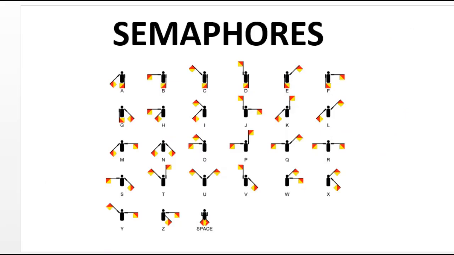Let us now learn the concept of semaphore. Originally, semaphores were flags for signaling between ships by holding two flags in certain positions according to an alphabetic code, as you can see in this slide. But in operating systems, semaphores are integer variables that are used to solve the critical section problem. Here also they are used to signal the availability of the resources.